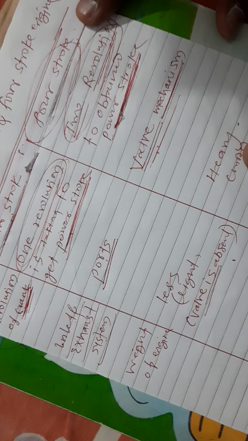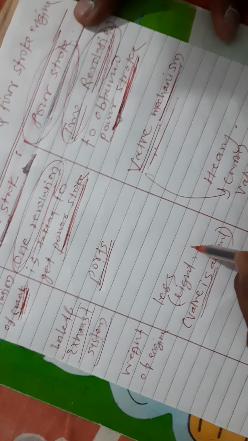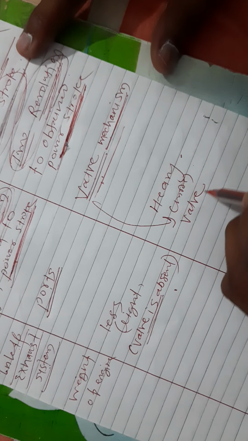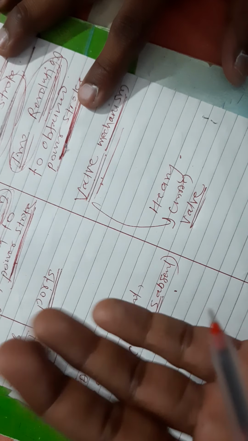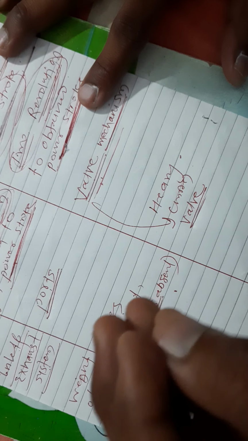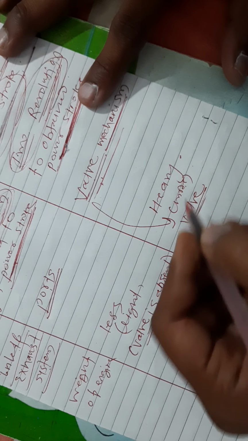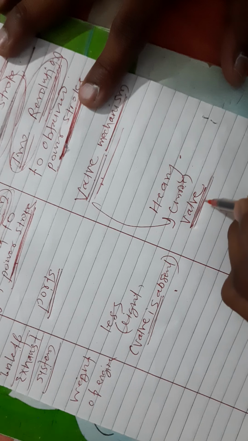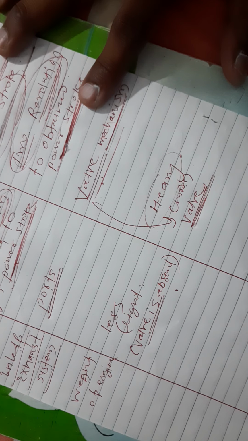But in our four-stroke engine, we have a valve mechanism. Due to this valve mechanism, the number of parts in the engine increases. More parts are required because the four-stroke engine has a valve mechanism. Due to this greater requirement of valve mechanism parts, the engine weight also becomes more, and the engine construction becomes heavy.